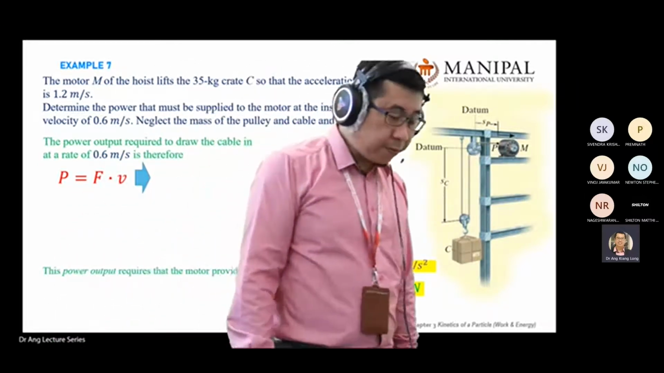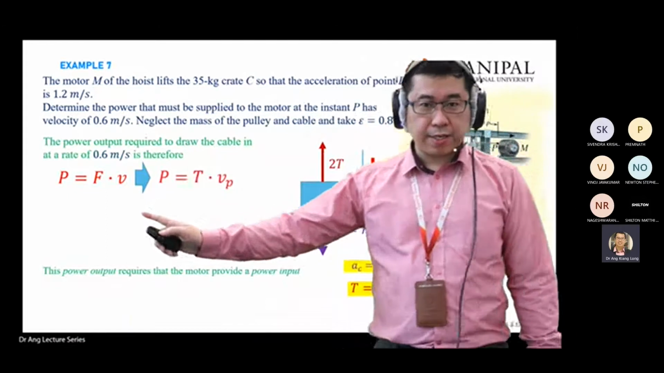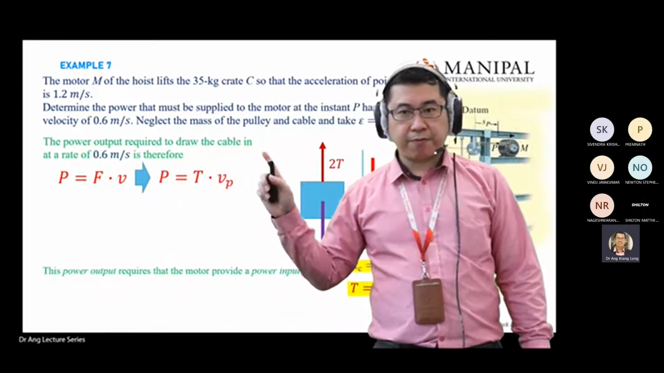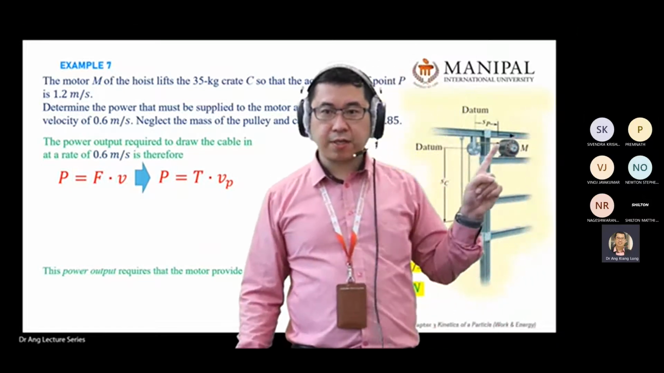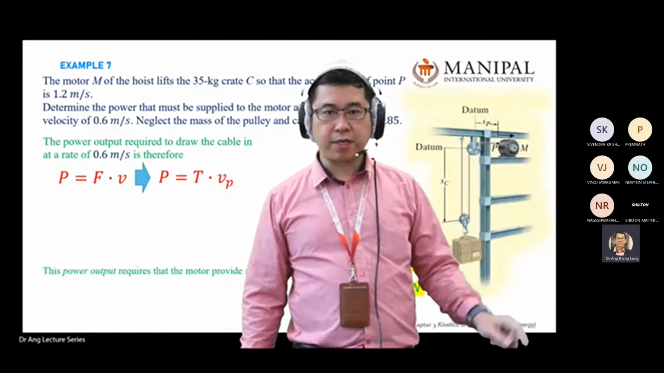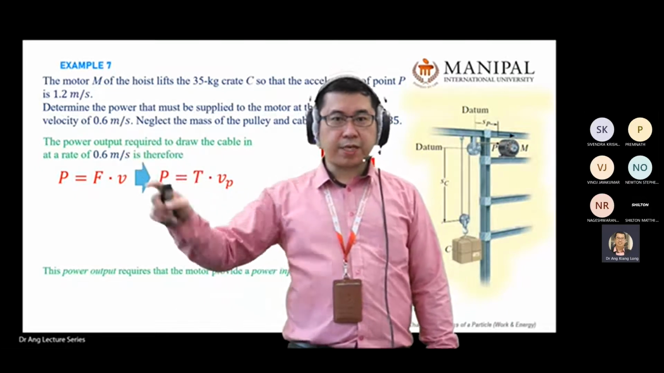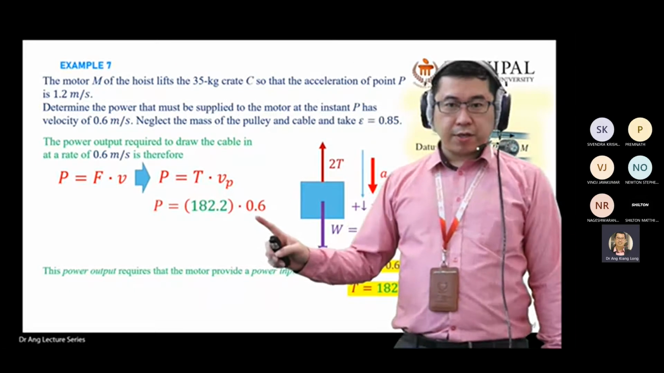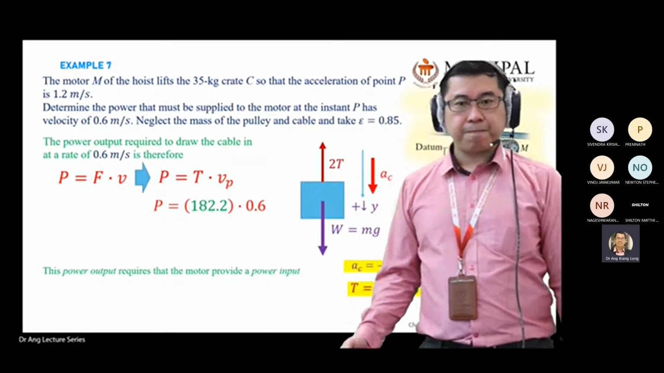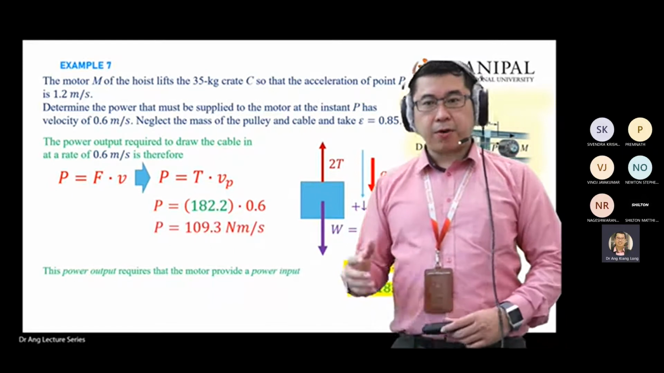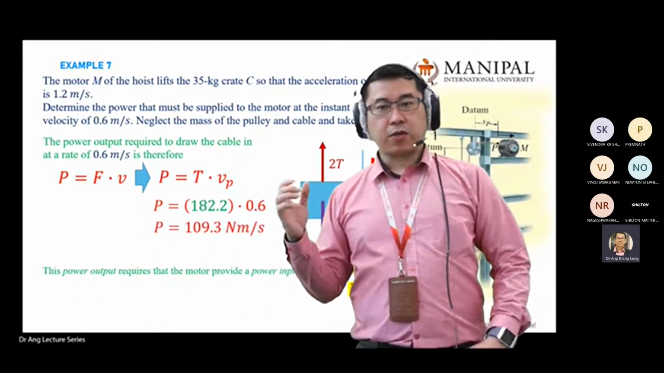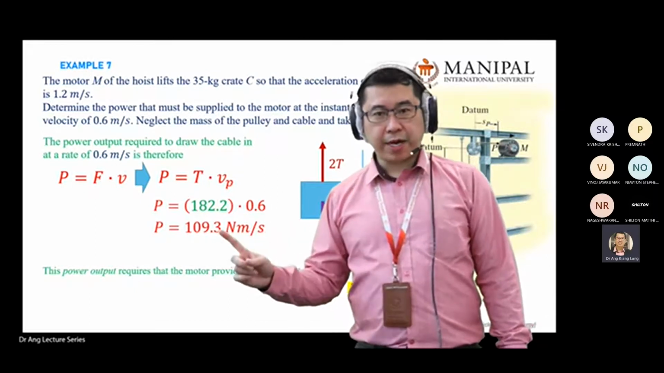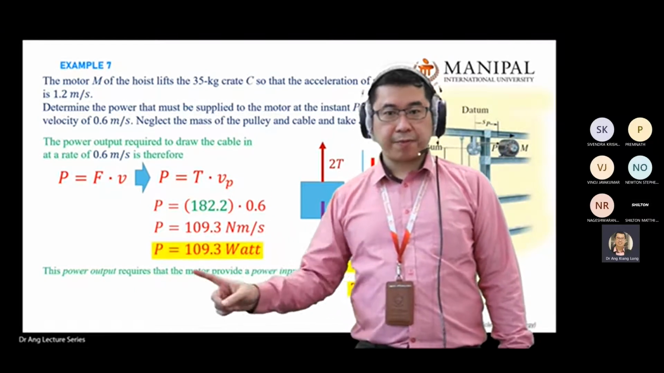So that's why when we go back to the power equation here, power equals tension times the velocity of the cable of P, which is this velocity here, and it's given in the question as 0.6, right? So you put in the tension, put in the velocity from the question, you get power. Power is in watt, right? So you can put your answer in Newton meter per second, or you can write power equal to watt, okay?